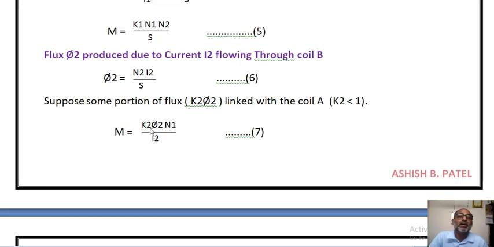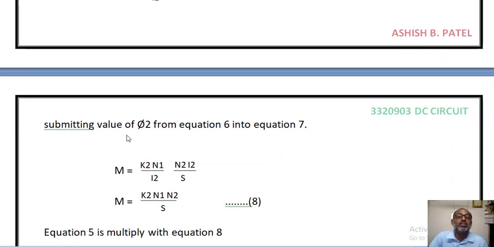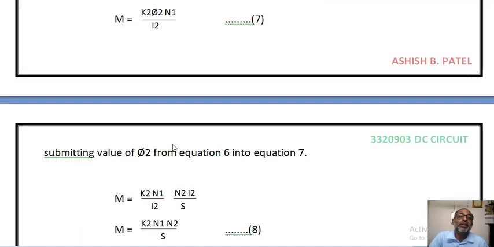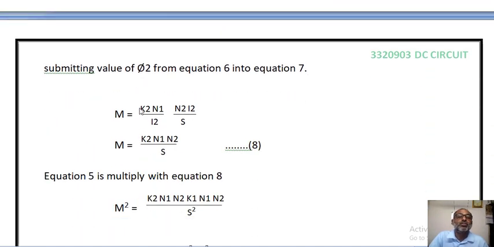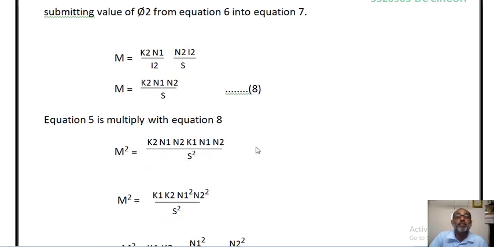So that's why, this is the mutual inductance between two coils. That is your equation number 7. Now substituting the value of this phi2 in equation 7, M is equal to K2 N1 I2 into N2 I2 divided by S. So this I2 gets cancelled, and our equation becomes M is equal to K2 N1 N2 by S. That is your equation number 8.